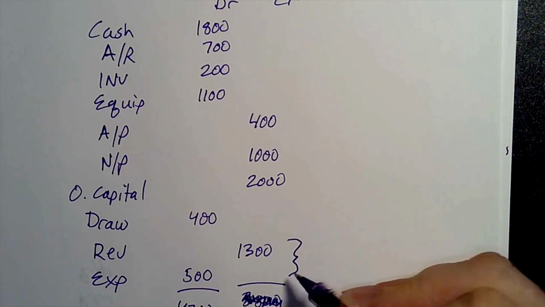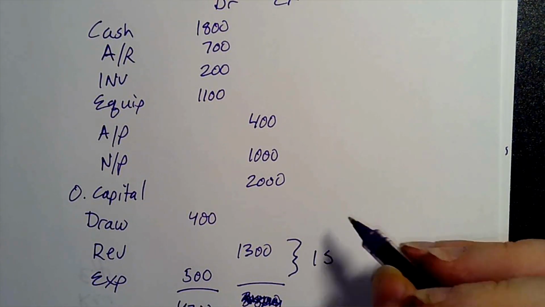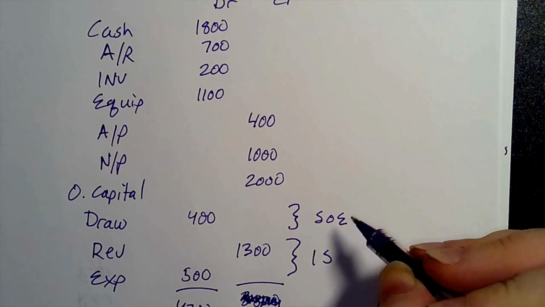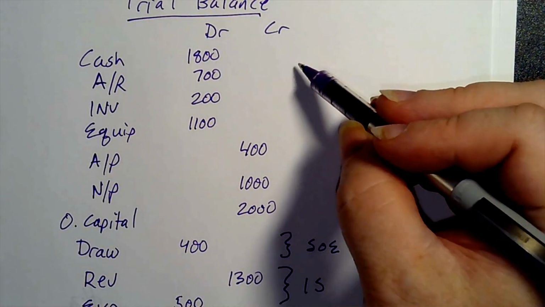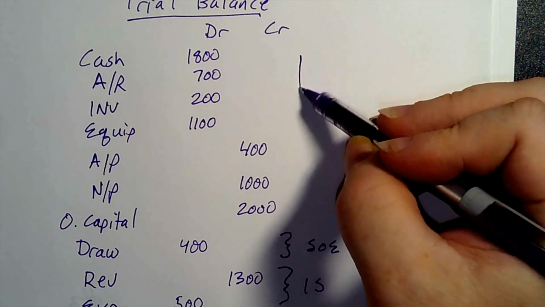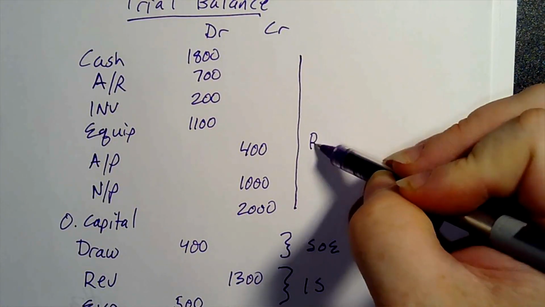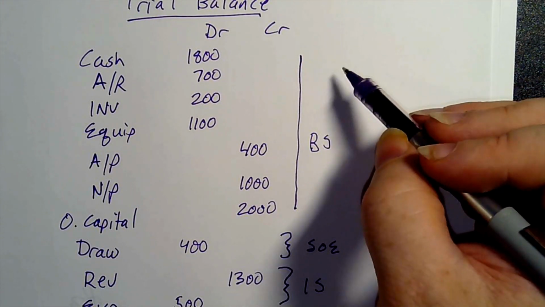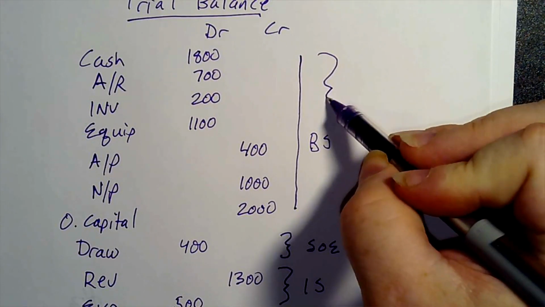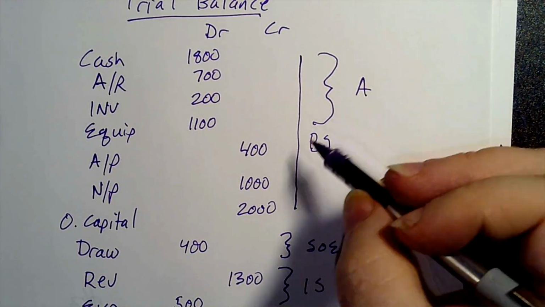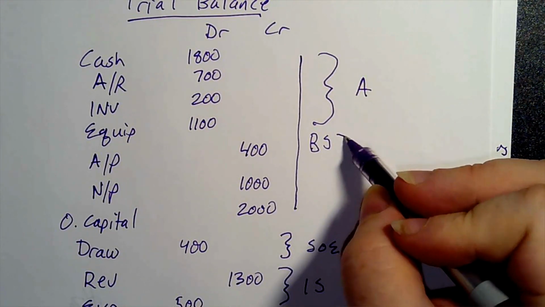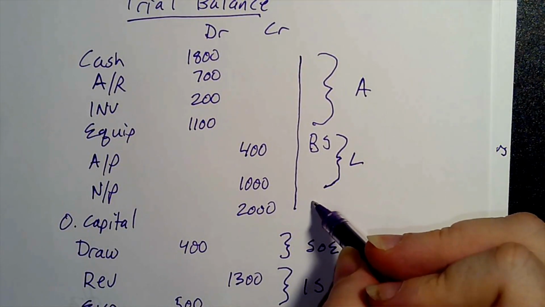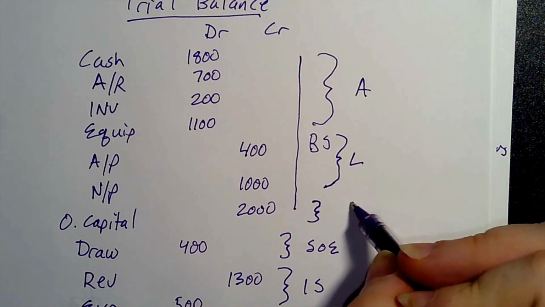Here are the income statement items. The drawing goes on the statement of owner's equity, and these are all balance sheet items, but specifically cash, AR, inventory, and equipment are assets. Accounts payable and notes payable are liabilities, and the owner's capital is equity.